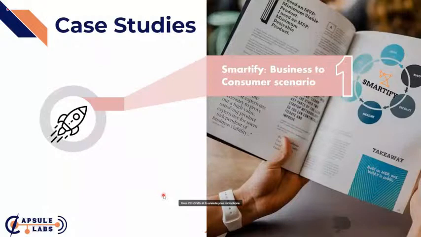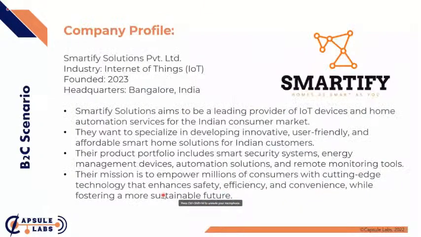Smartify is a company that was founded, say, in 2023. It's a tech company. It was founded out of Bangalore, because most of the startups seem to be starting there. And it aims to be a leading provider of IoT devices for home automation services for the Indian consumer market, right? So that's the company profile. And it wants to specialize in developing user-friendly, affordable, smart home solutions for Indian consumers, right?